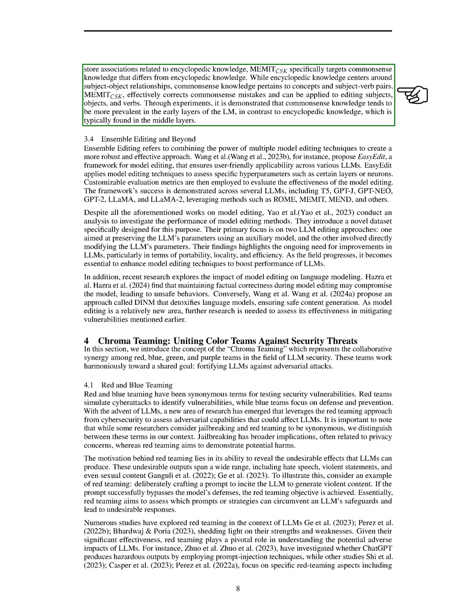Gupta et al. extend this framework with MEMIT for Common Sense Knowledge, or MEMIT_CSK, to specifically address common sense knowledge, which differs from encyclopedic knowledge. While encyclopedic knowledge relates to subject-object relationships, common sense knowledge involves concepts and subject-verb pairs. MEMIT_CSK effectively corrects common sense errors and can be applied to editing subjects, objects, and verbs. Experiments show that common sense knowledge is more prevalent in the early layers of the model, while encyclopedic knowledge is typically found in the middle layers.